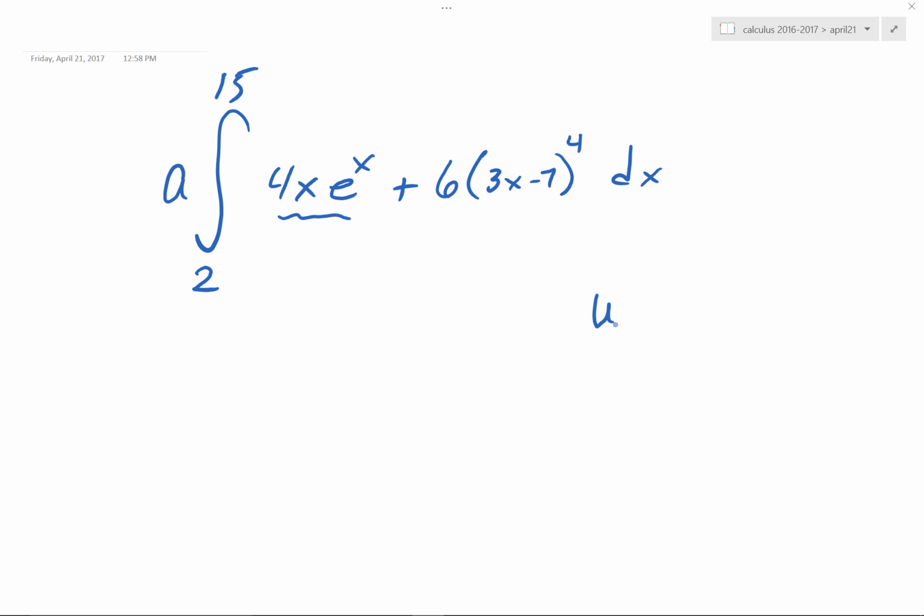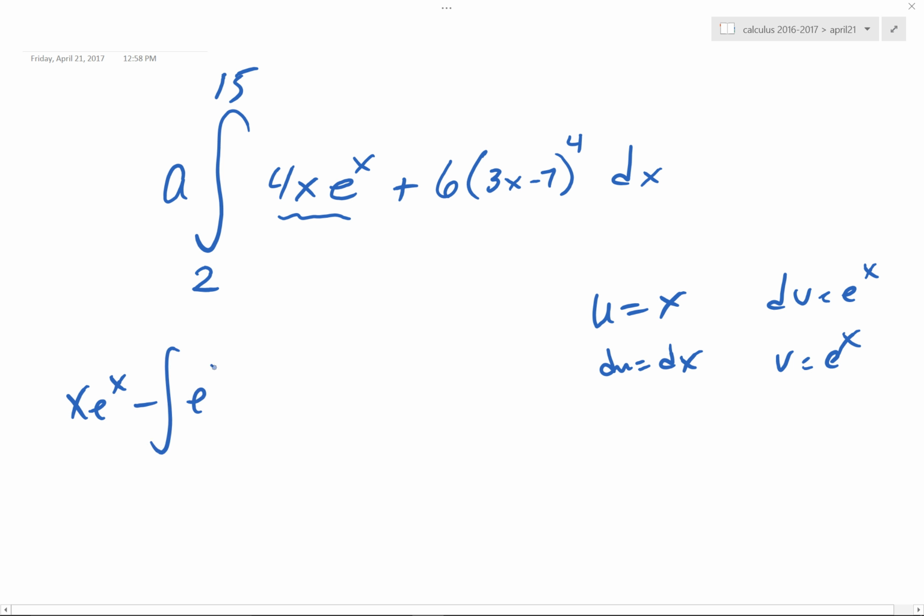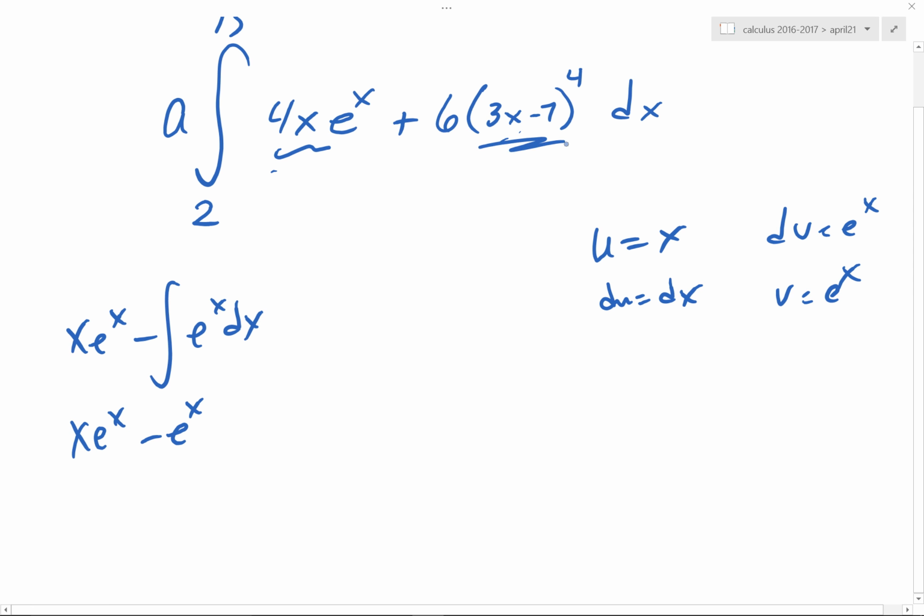Right? And what would it be? So you let u equal x, and dv equals e to the x. This is a nice little review. And it's uv minus the antiderivative of e to the x dx. So x e to the x, minus e to the x. That's the first part. That's this guy right here. How do I do this guy? What do you got to use to do that one?